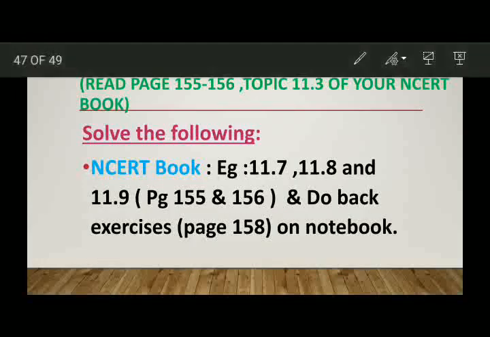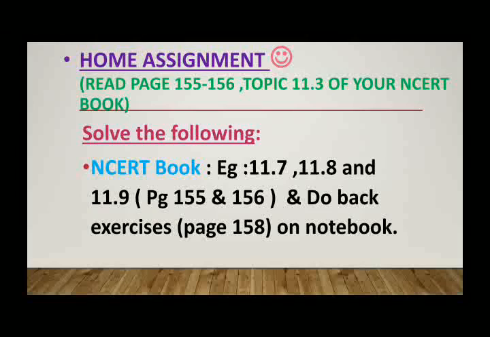For your home assignment, you have to solve these examples and the back exercises of your NCERT books, and you have to read pages 155 to 156, topic number 11.3 of your NCERT book for better understanding. This was the last part of the chapter. Hope you have seen the other parts and understood them also.